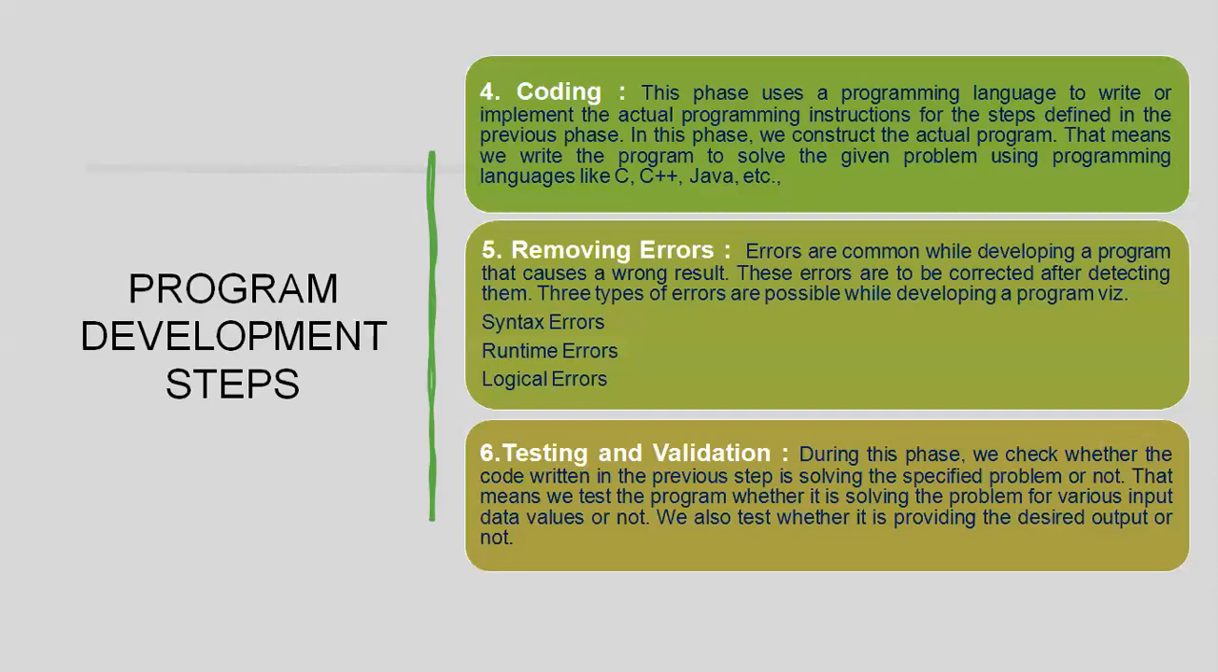Assuring program correctness is called program verification, and the process of detecting and removing these errors is called debugging. There are three types of errors that are possible while developing a program: syntax errors, runtime errors, and logical errors.